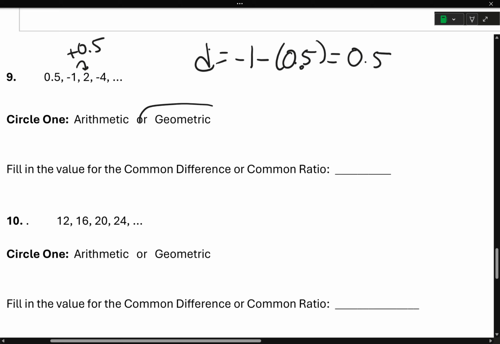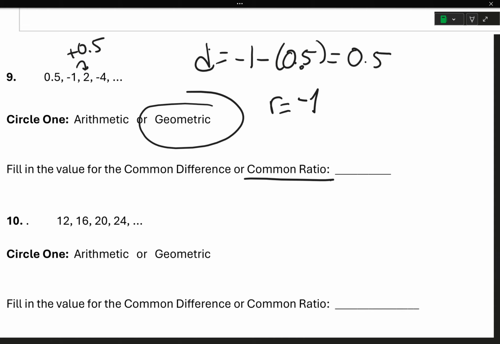Let me unhighlight. There we go. Well, let's find the common ratio then. Goodness gracious. Well, let's do negative 1 divided by 0.5. And we get negative 2. Is negative 1 times negative 2 2? Yes. Is 2 times negative 2 negative 4? Sure is.